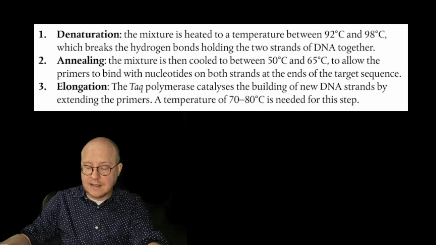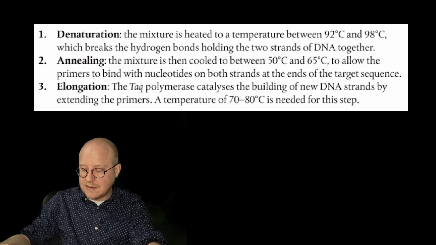Step 1. Denaturation. The mixture is heated to a temperature between 92 degrees Celsius and 98 degrees Celsius, which breaks the hydrogen bonds holding the two strands of DNA together. Step 2. Annealing. The mixture is then cooled to between 50 degrees Celsius and 65 degrees Celsius to allow the primers to bind with nucleotides on both strands at the ends of the target sequence.